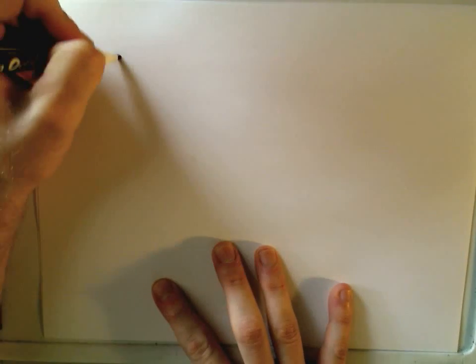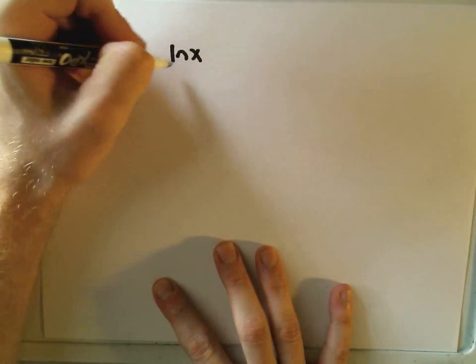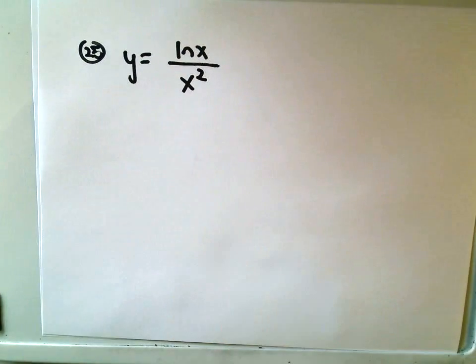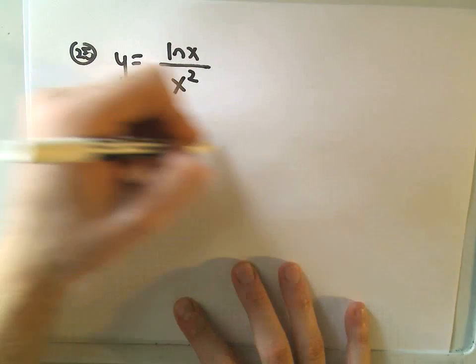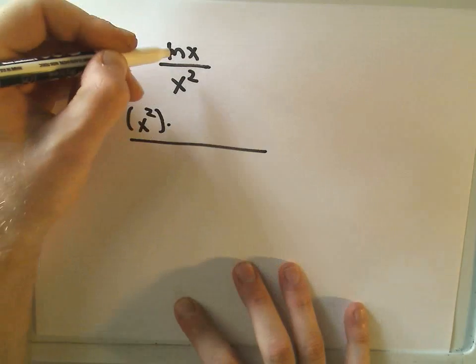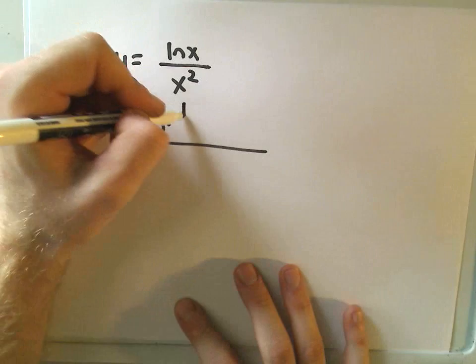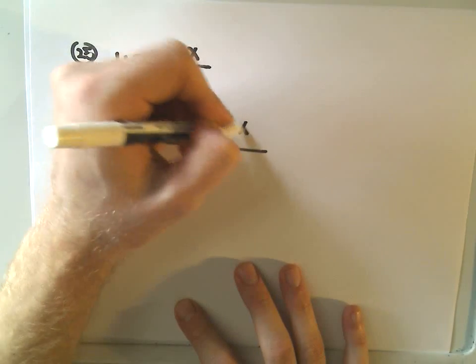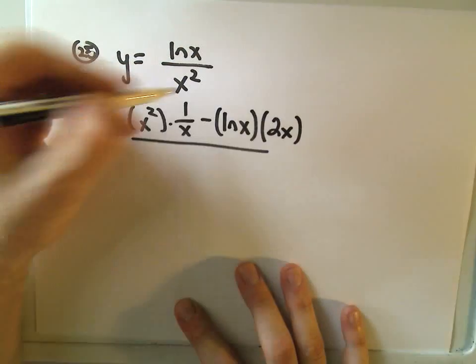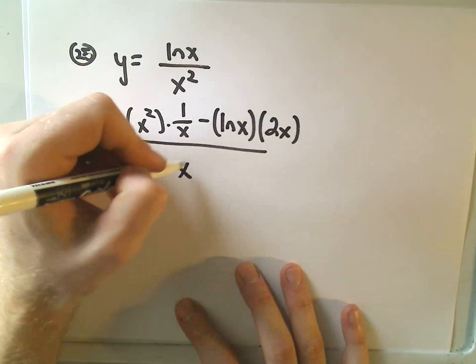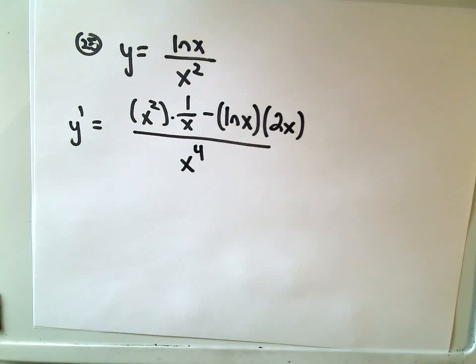Alright, the grand finale. Number 25. We had y equals ln of x over x squared. So again, nothing too crazy here, just a basic quotient rule one. So the derivative, we get the denominator times the derivative of the top, the numerator, so we'll just get 1 over x, minus the numerator times the derivative of the denominator, which would just be 2x, and then we take the denominator and square it, which will be x to the 4th, and again you have your derivative.